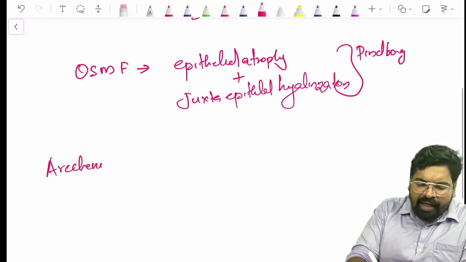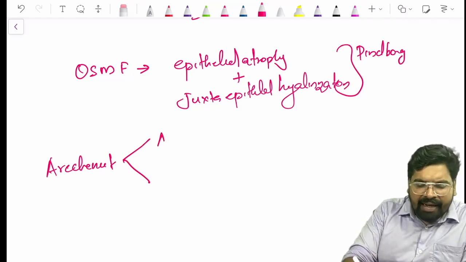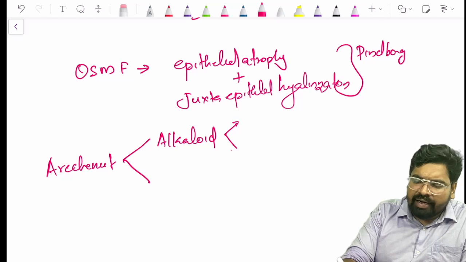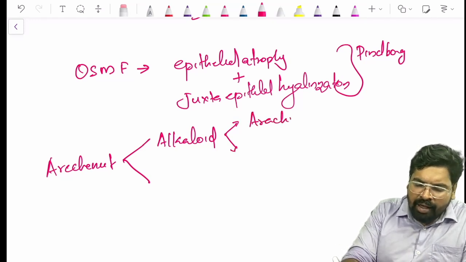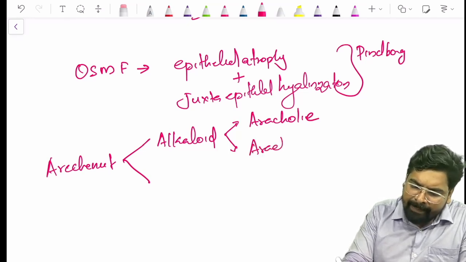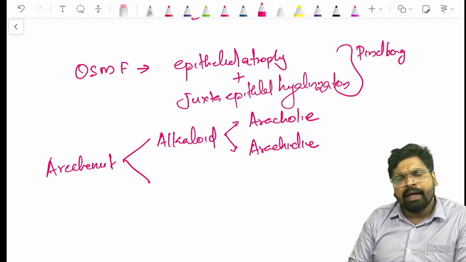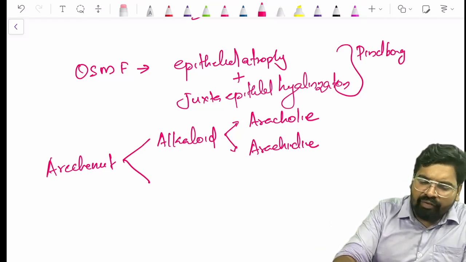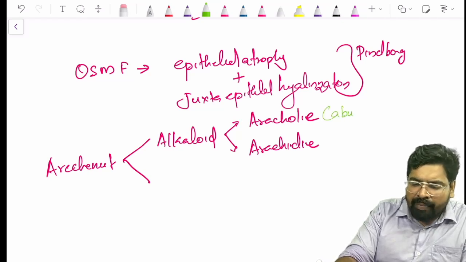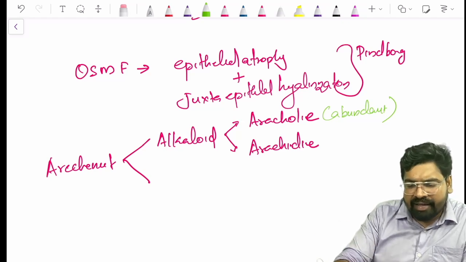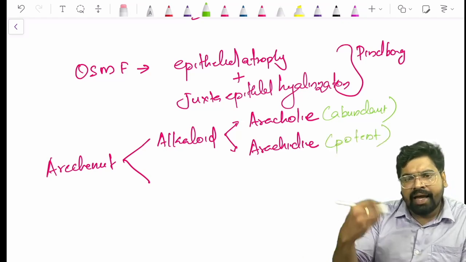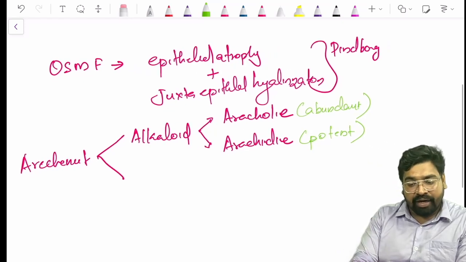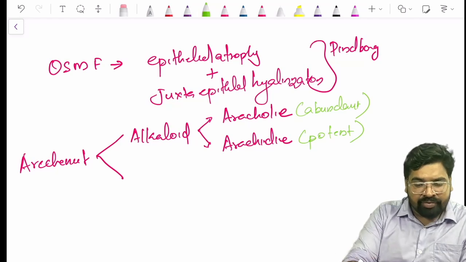Areca nut contains two things: alkaloids. There are two alkaloids present in the areca nut, called arecoline and arecaidine. Arecoline and arecaidine are the two types of alkaloids present, and arecoline is the abundant one, present in large quantity, while arecaidine is the most potent one. The most potent alkaloid means even though it is present in a small quantity, it causes maximum damage. Arecaidine is very potent, while arecoline is the one present in abundance.